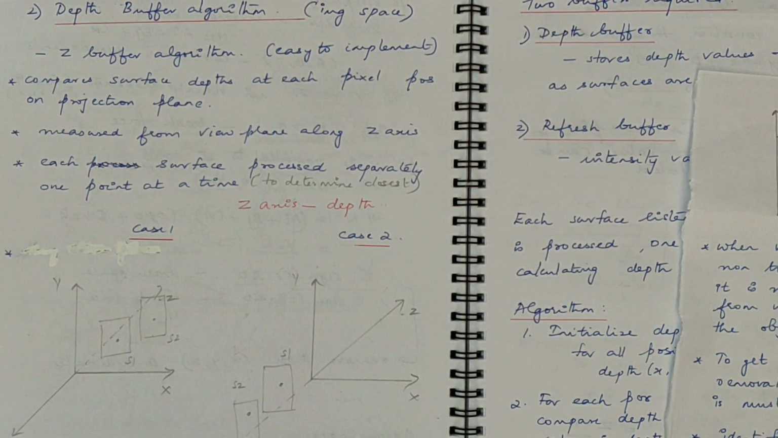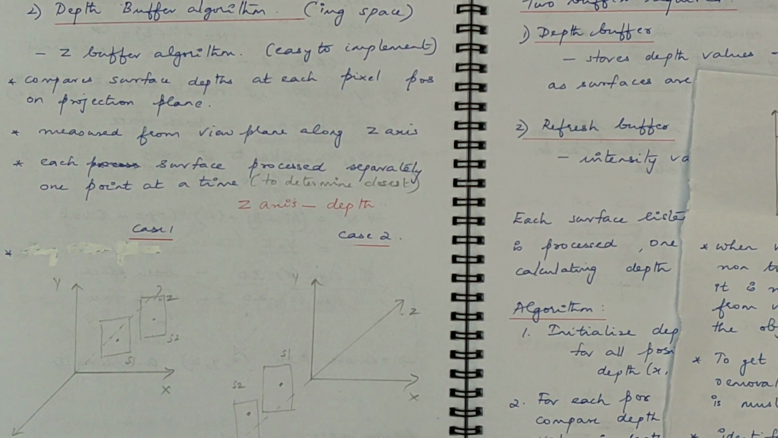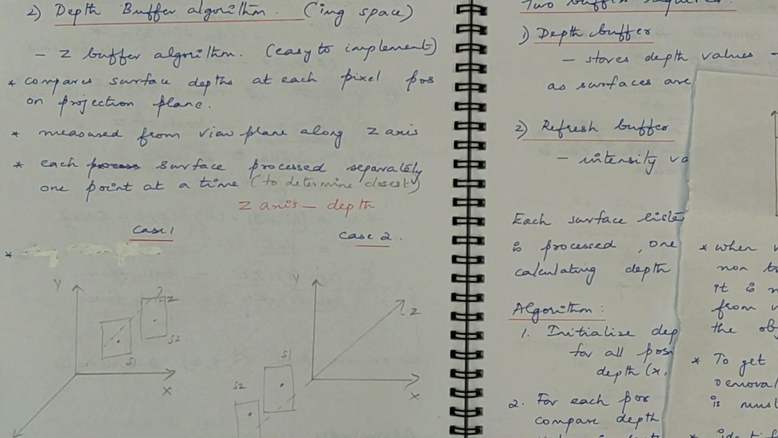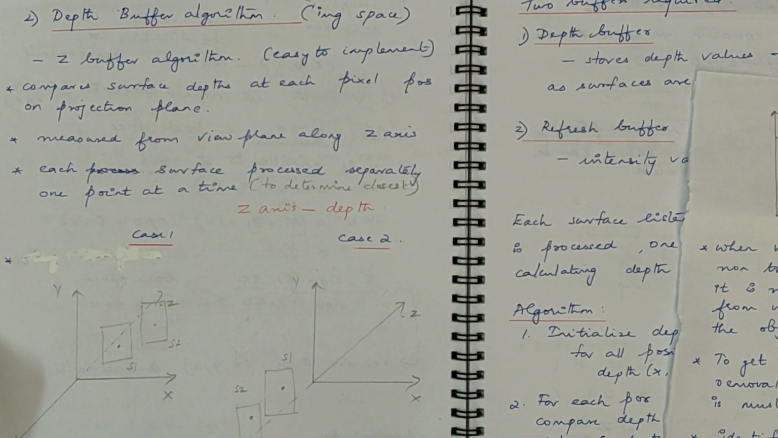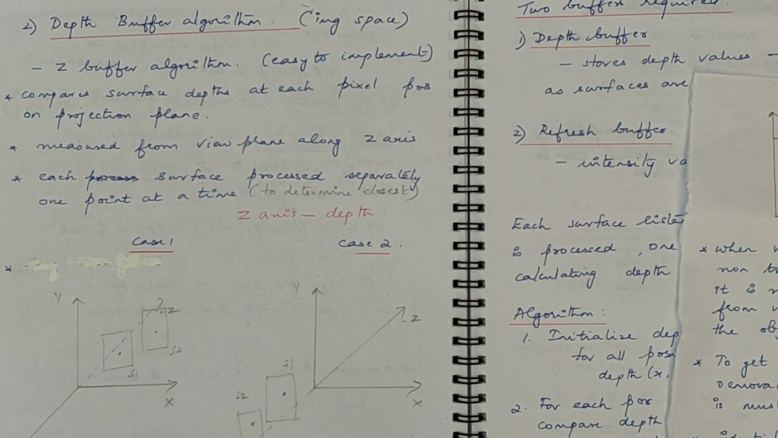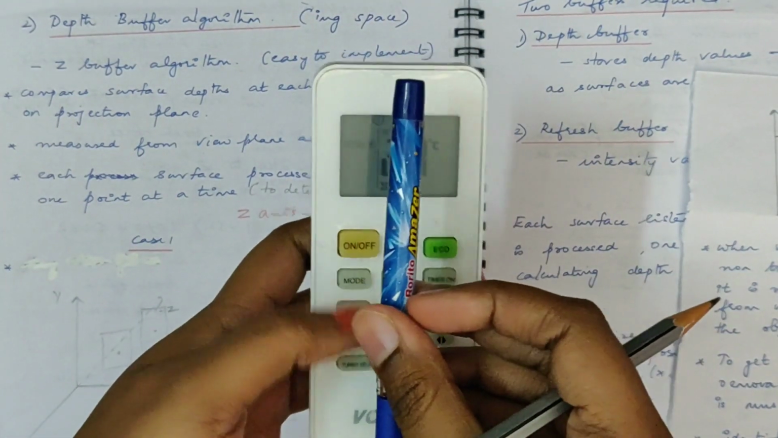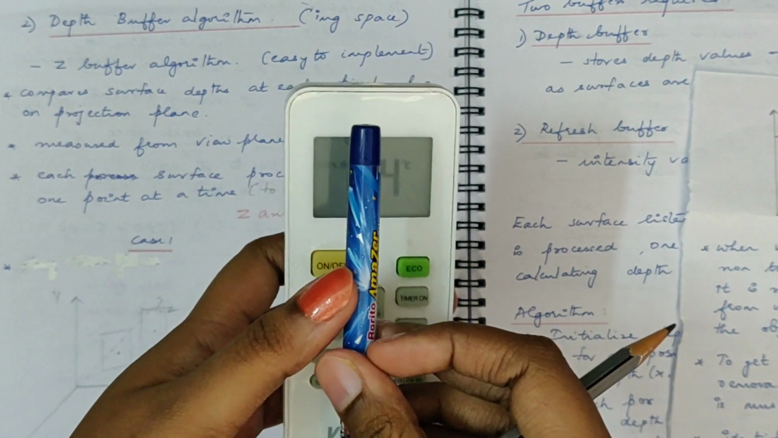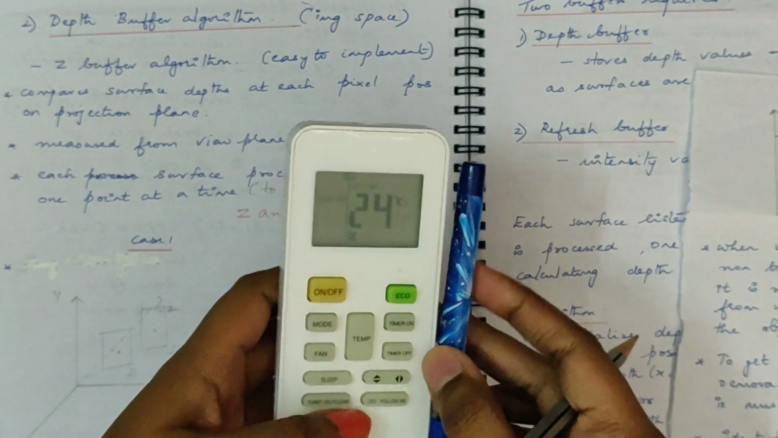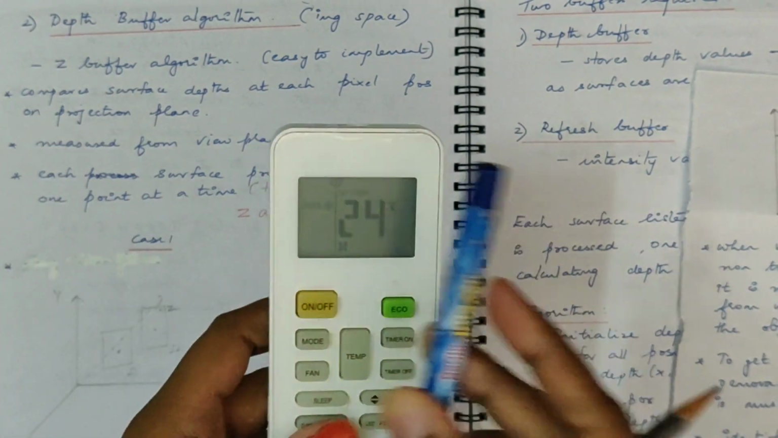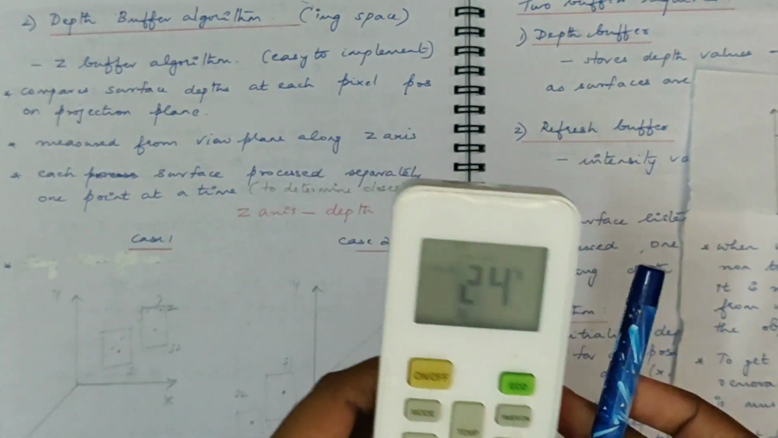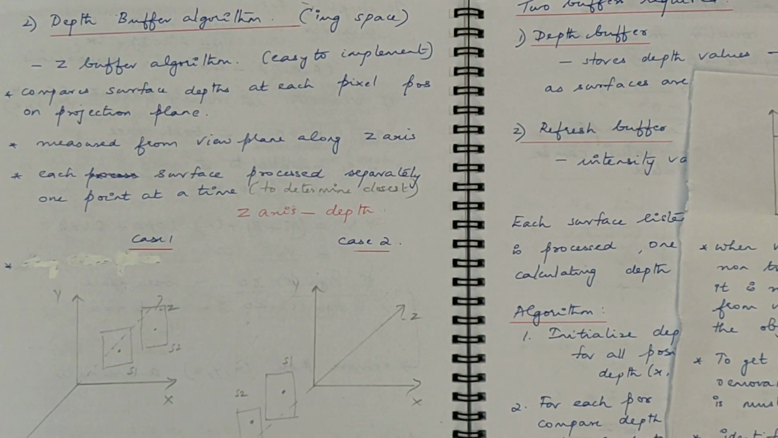If you haven't seen that video, I request you to kindly watch that video first and then look into this. One of the major drawbacks of the backface detection algorithm is that if you have overlapping of objects, you cannot use it for eliminating the hidden surfaces. For example, if you have overlapping of objects this way, then backface detection doesn't work fine. But the depth buffer algorithm works fine even if you have overlapping. So let's see how this algorithm works.